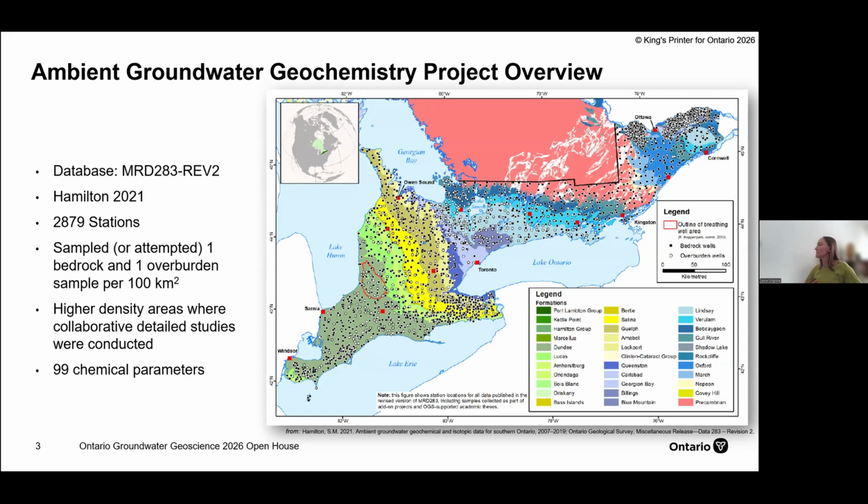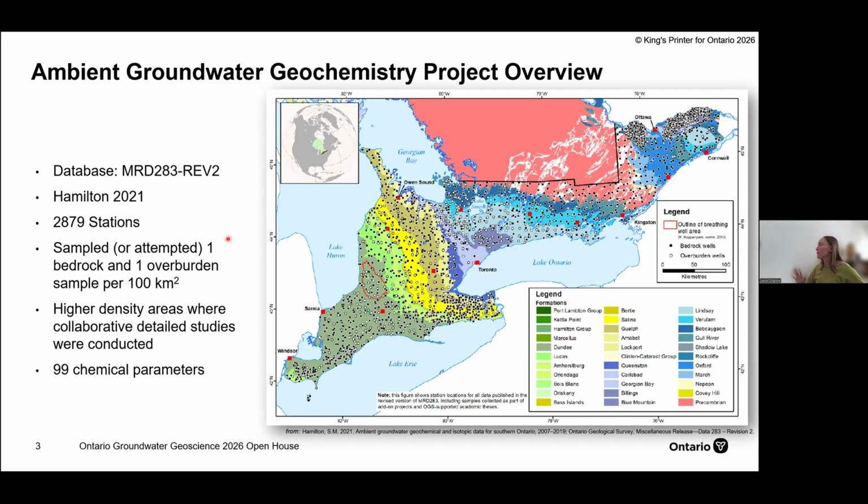The attempted sample density was trying to collect a sample from a bedrock aquifer and a sample from an overburden aquifer in every 10 by 10 kilometers squared. There are obviously some areas with a higher density, such as in the Niagara Peninsula and in Eastern Ontario, where more detailed characterization was done with collaborators. So if you were able to tune in on Tuesday and hear that great talk by the City of Ottawa, some of this work was going into the Aquifer Capability Screening tool.